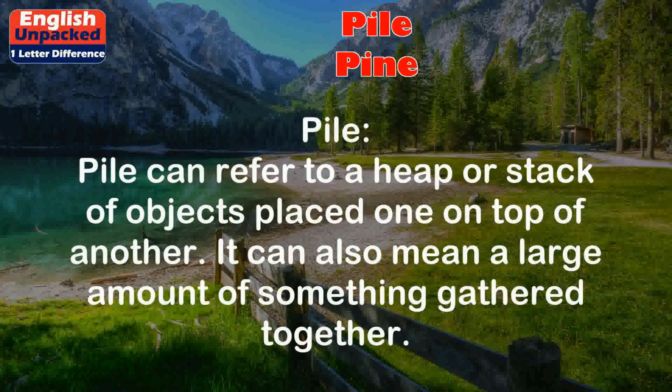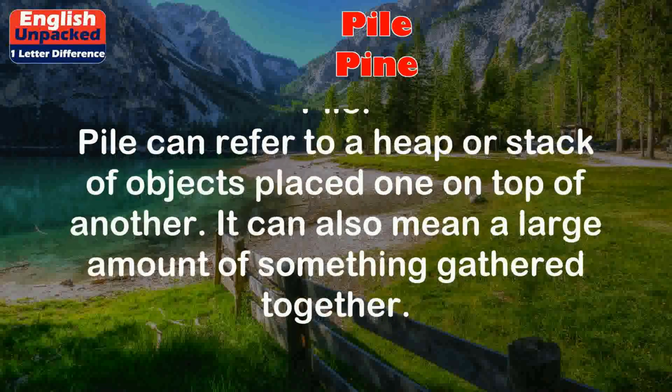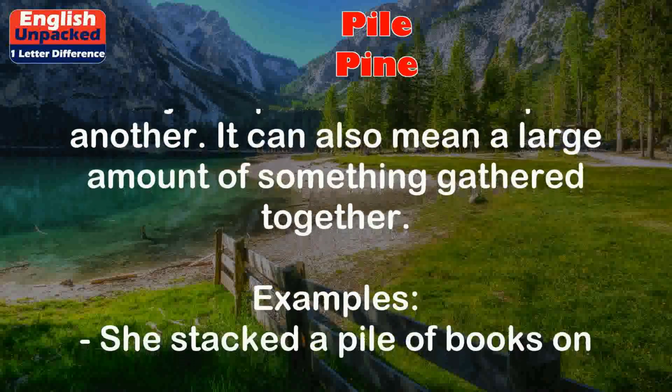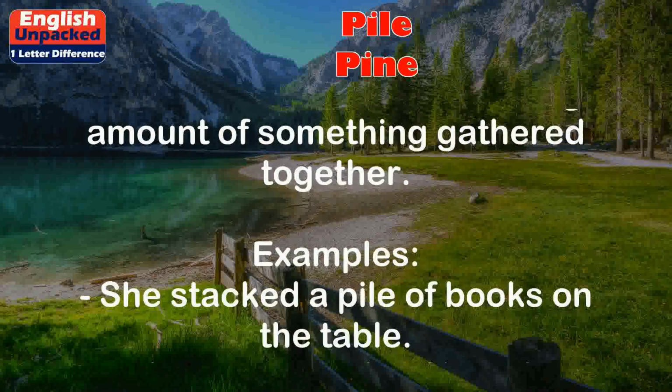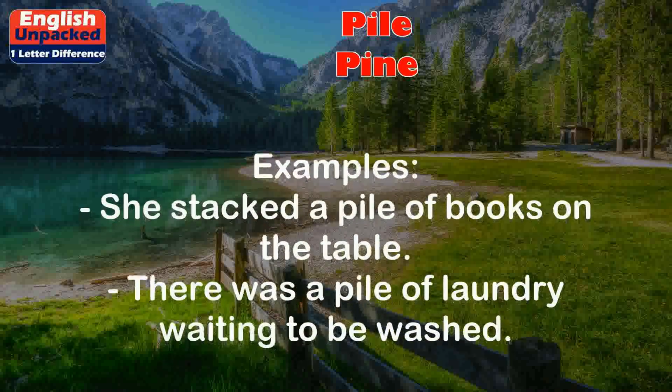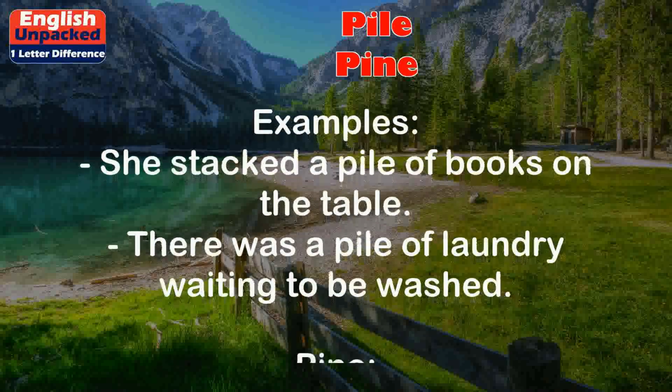Pile. Pile can refer to a heap or stack of objects placed one on top of another. It can also mean a large amount of something gathered together. Examples: she stacked a pile of books on the table. There was a pile of laundry waiting to be washed.